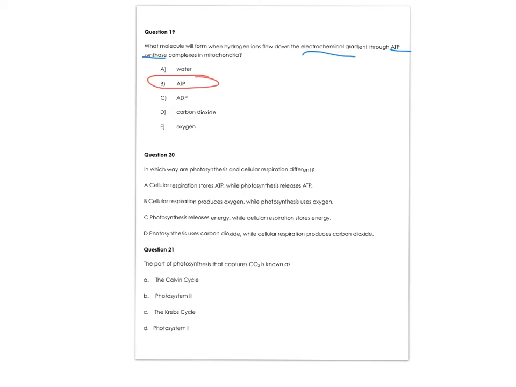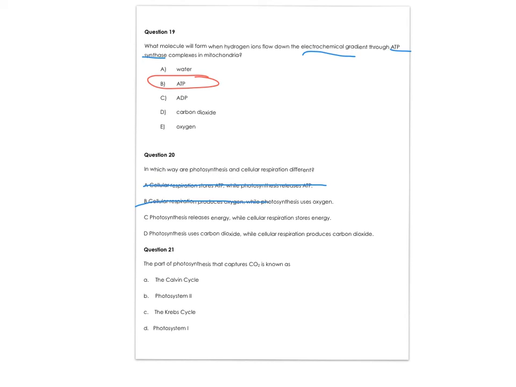All right, 20. In which way are photosynthesis and cellular respiration different? Here we go again. They're basically opposites of each other, right? So cellular respiration stores ATP, while photosynthesis releases ATP. No, we know that we're making ATP in order to release it so the body can use it in cellular respiration. And photosynthesis is taking ATP and putting the energy into sugar. So it's not A.